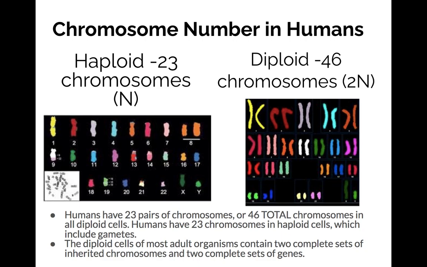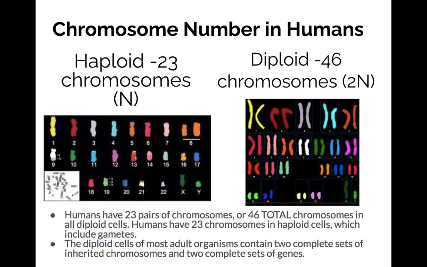The diploid cells of most adult organisms contain 2 complete sets of inherited chromosomes and 2 complete sets of genes. So if you're looking at this and you're kind of confused, here's the main idea as we go through meiosis. Mitosis again produces just genetically identical cells. We are replacing cells. Meiosis is going to produce sex cells, or gametes.